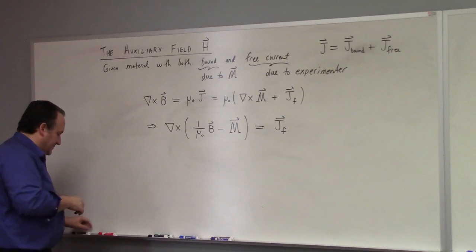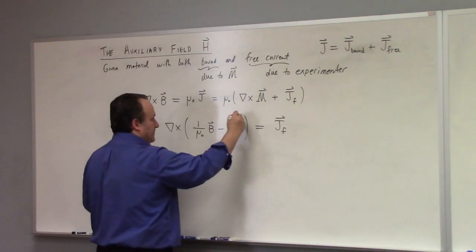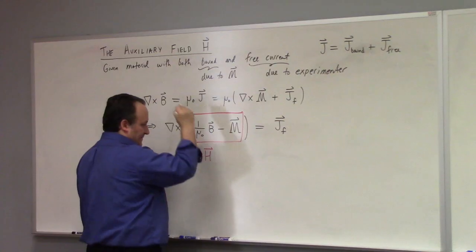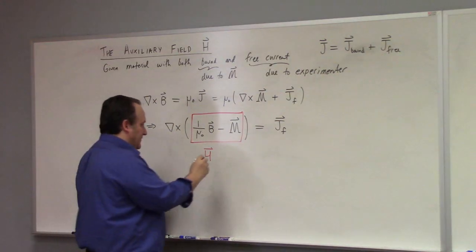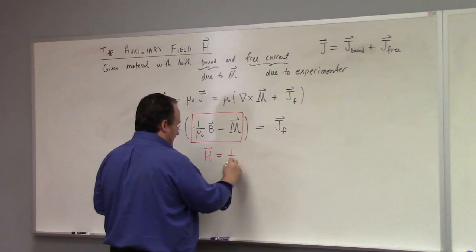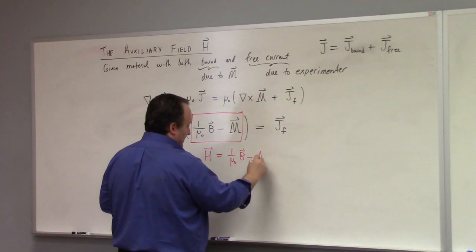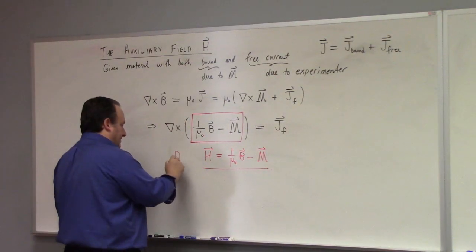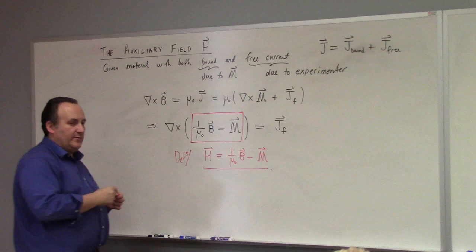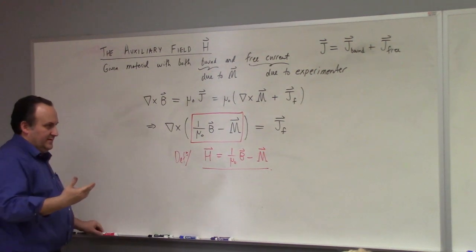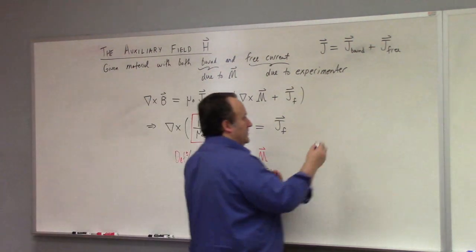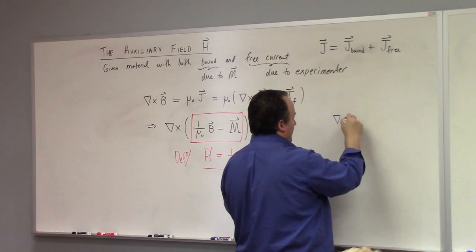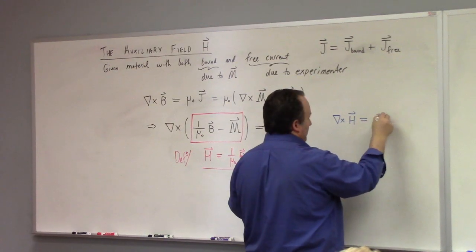Well, guess what? This is by definition H. The auxiliary field is by definition 1 over mu naught times the magnetic field minus the magnetization. Definition. Now once we make that definition, what happens? We have that the curl of this H is equal to the free current density.